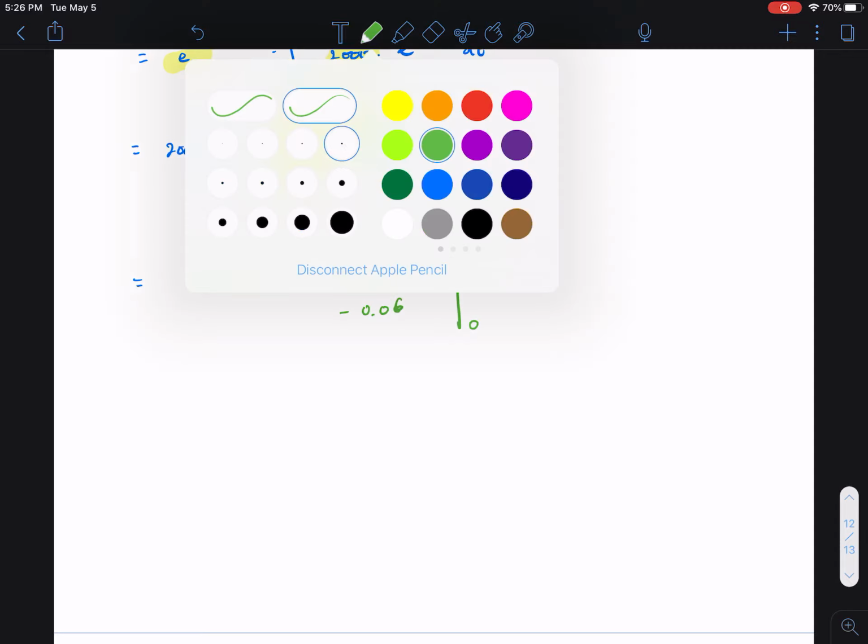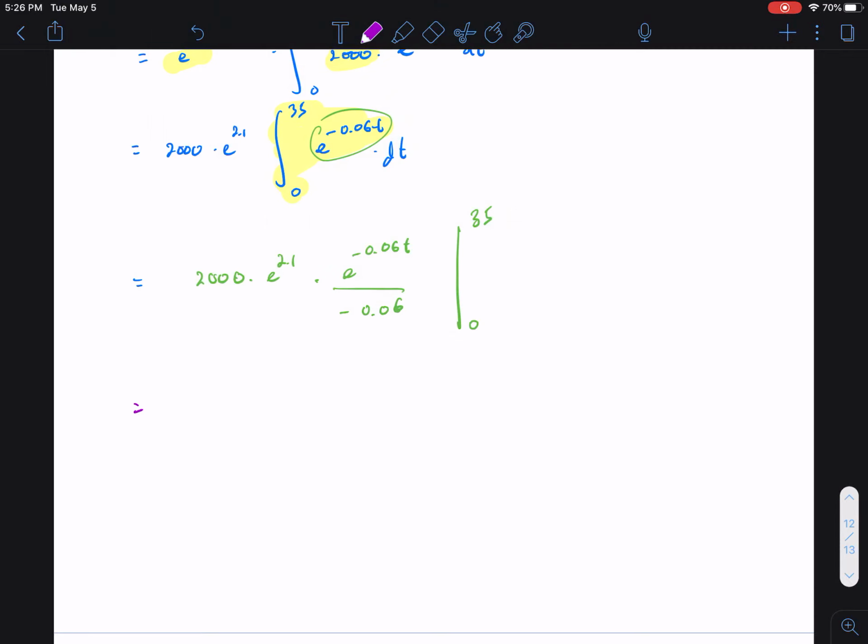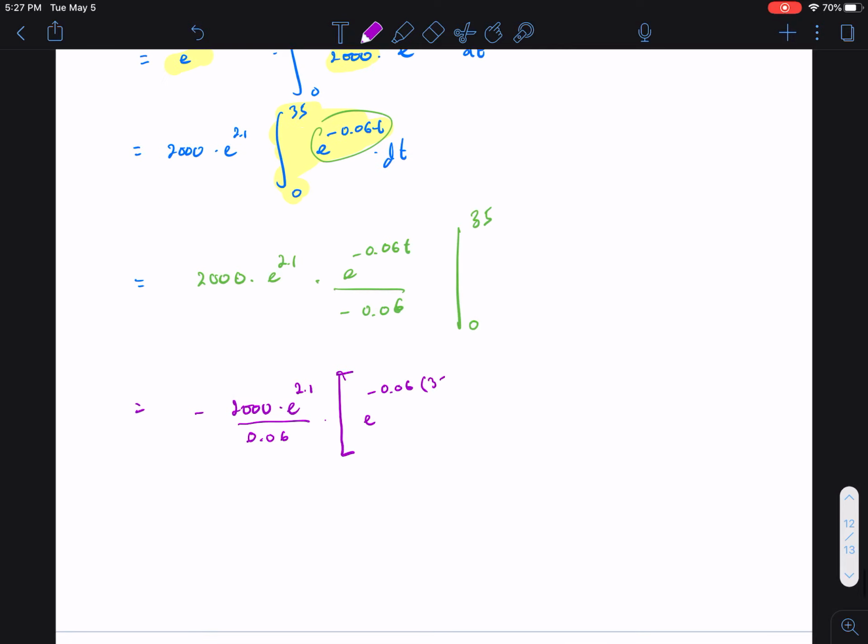Actually, I don't want to confuse you, so let's just leave that there for now. I'm going to write this, and when we evaluate this, I'm going to use brackets. e to the negative 0.06 t. Oh, no, we don't want t anymore, because we want to apply the fundamental theorem of calculus. So that's going to be 35 right there, minus e to the negative 0.06 times 0.